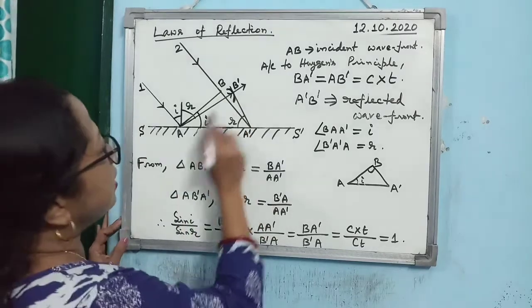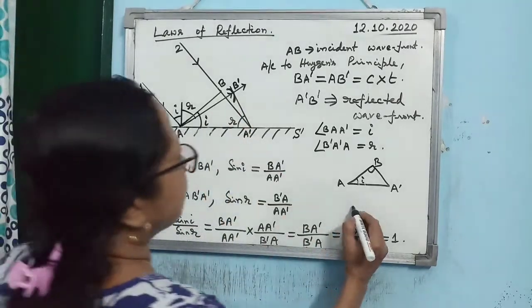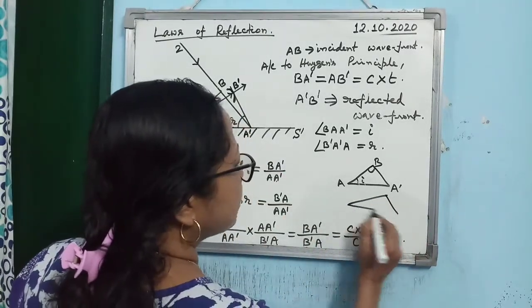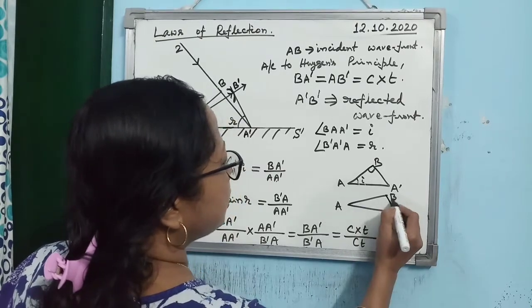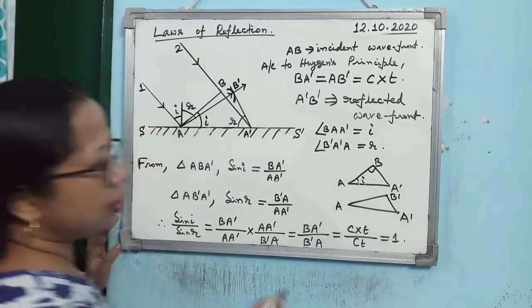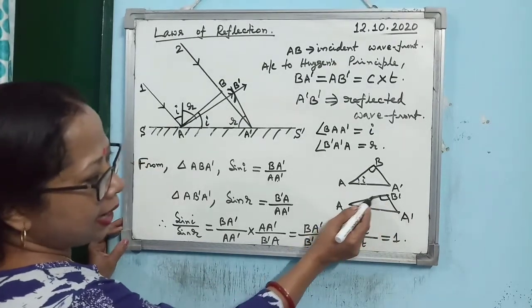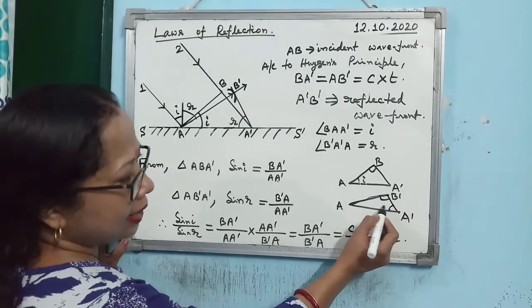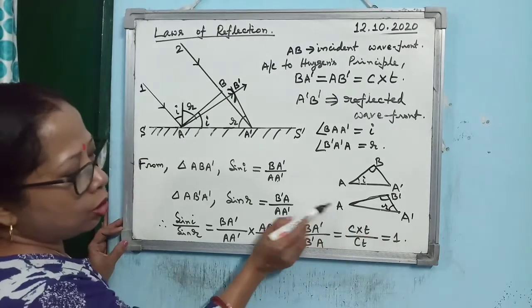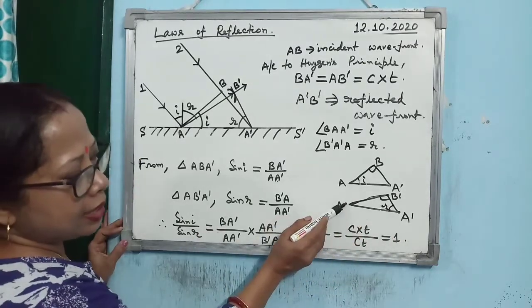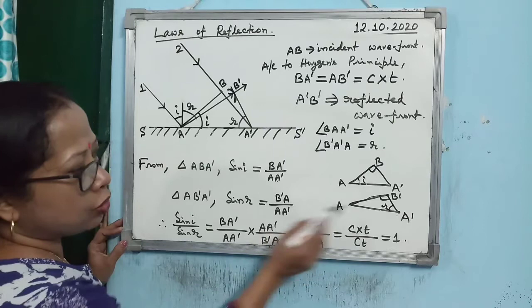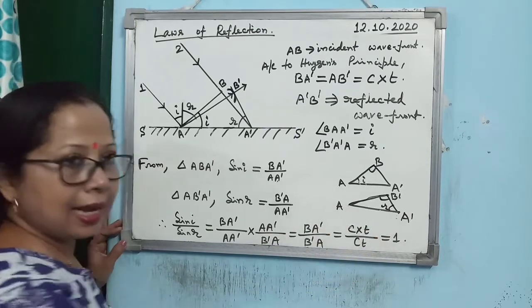Now if you consider the triangle AB dash A dash. So if I draw it, it is AB dash A dash. Then you see which one is perpendicular. B dash A is the perpendicular and this angle is R. So what will be sin R? Sin R is perpendicular upon hypotenuse. So it will be B dash A by AA dash.